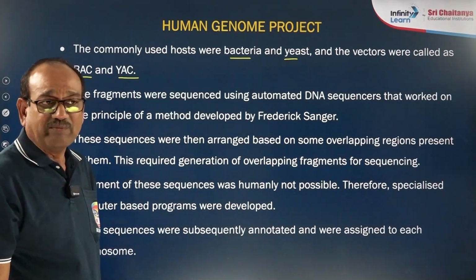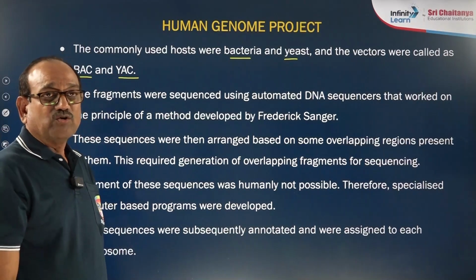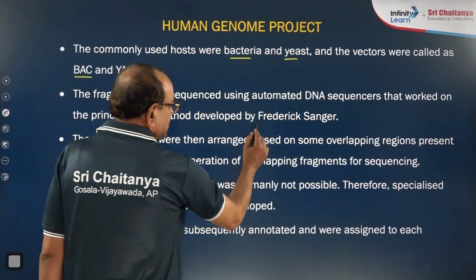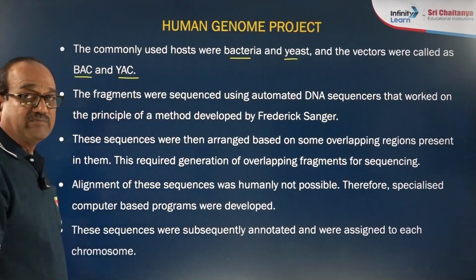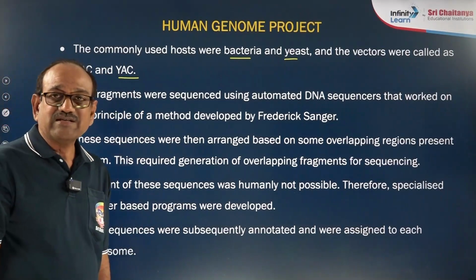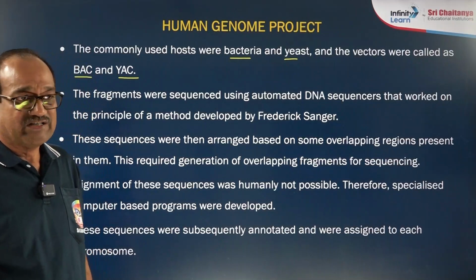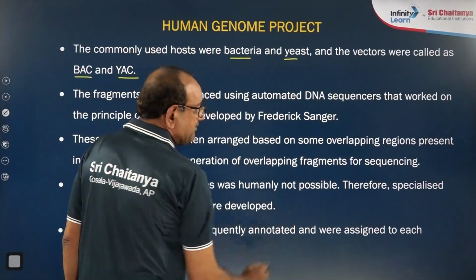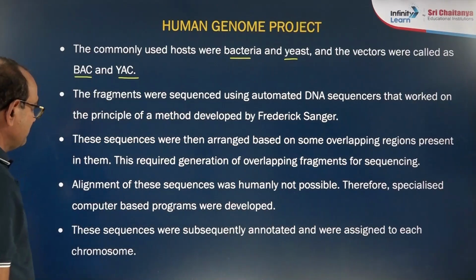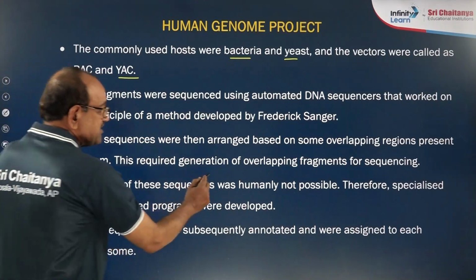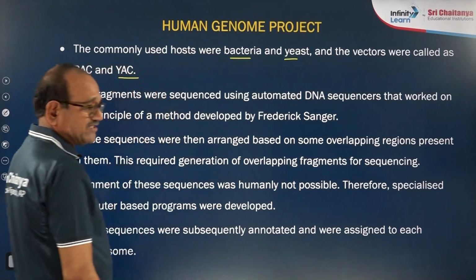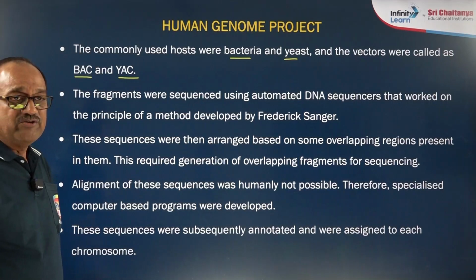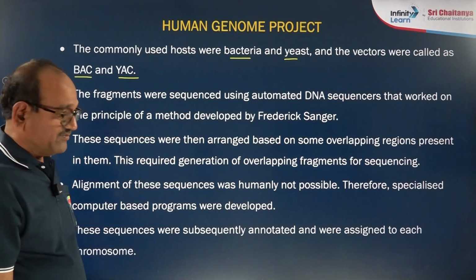This is not humanly possible without an automated DNA sequencer, which works on the principle developed by Frederick Sanger. And he is the man who also determined the amino acid sequence of a polypeptide chain. These sequences were then arranged based on some overlapping regions present in them. This required generation of overlapping fragments for sequencing. That is, before, we had to generate overlapping fragments by using different kinds of restriction enzymes.